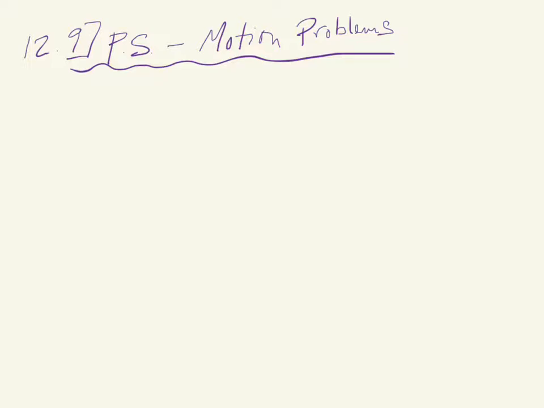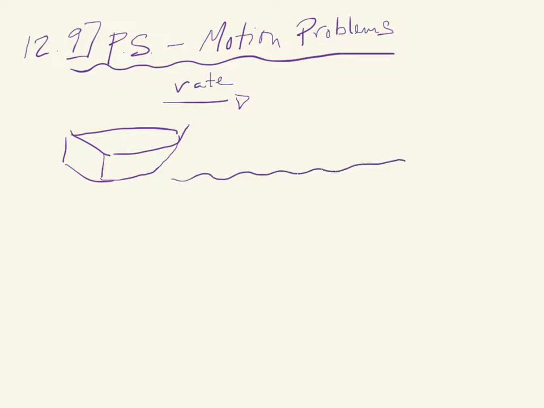12.9 goes over motion problems. I'm going to go just over a couple of things, and then I'm going to go over just one problem. You're going to see different things, like an example of a boat and its rate, with the current and against the current.